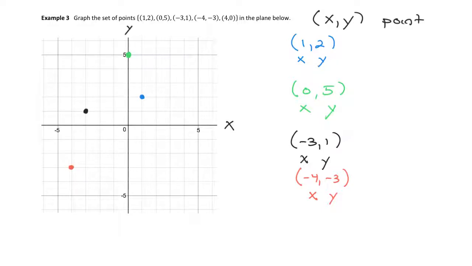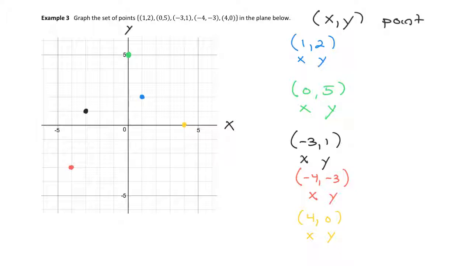And then the last one, 4, 0. So I'll jot that down. This means I'm starting at 0, 0. I'm going 4 places to the right. Since y is 0, I'm not going up or down. In fact, I'm right at this location. And I have 4, 0 is located here.